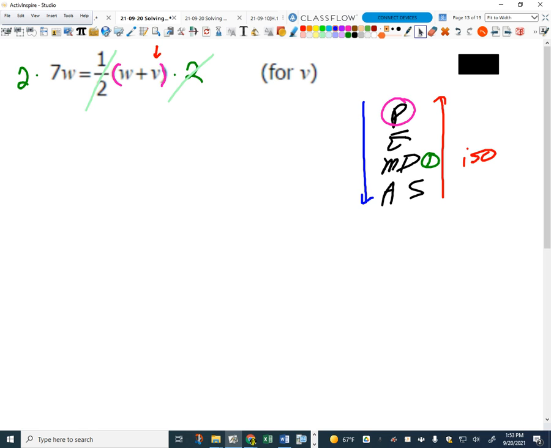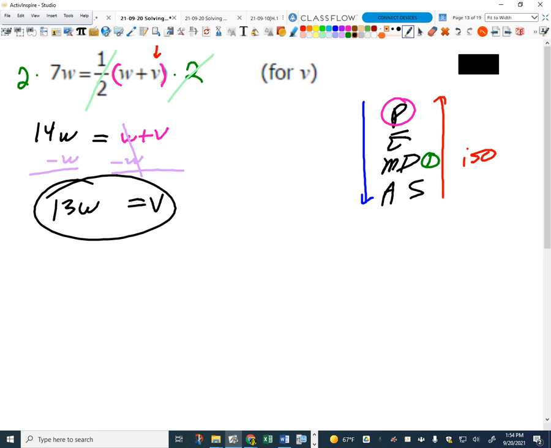Okay, so now what's left here? We got rid of everything on the outside. So now all that's left is what's inside the parentheses. W plus V equals 2 times 7 is 14W, right? Okay, so finally, now that we're in parentheses, what's the last step I need to get that V by itself? Subtract W. There you go. Okay, so the W's cancel. And look what happens. I get the V by itself. 14W minus W is 13W. There it is.